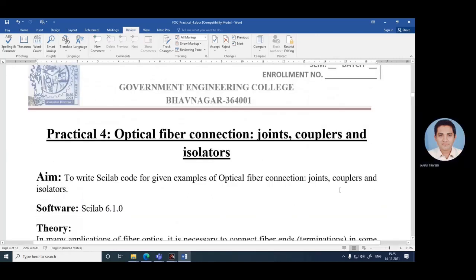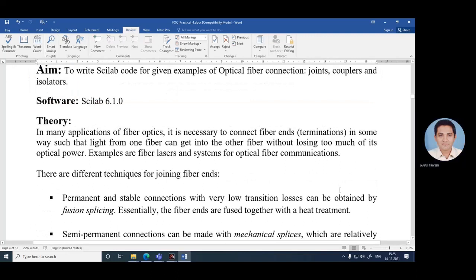Practical 4, that is optical fiber connection, joints, couplers and isolator. Aim: to write a Scilab code for a given example of optical fiber connection related to joint, coupler and isolator. Software is Scilab with version 6.1.0.